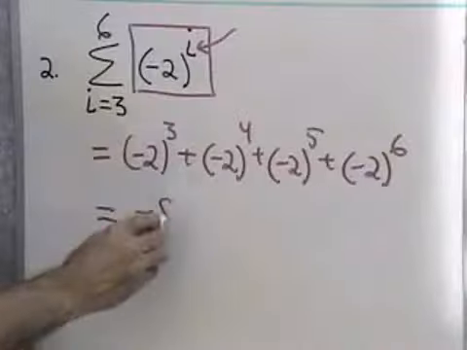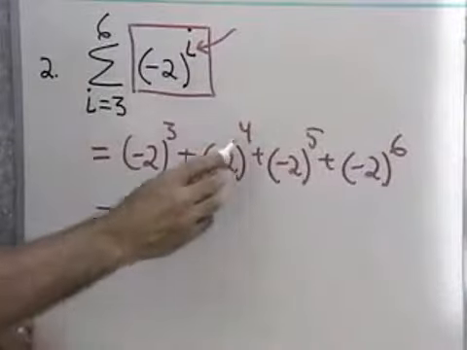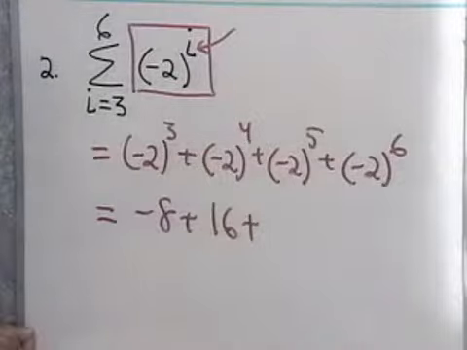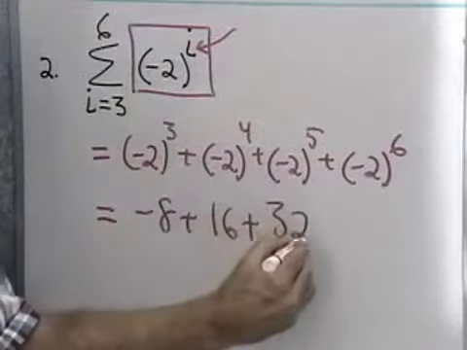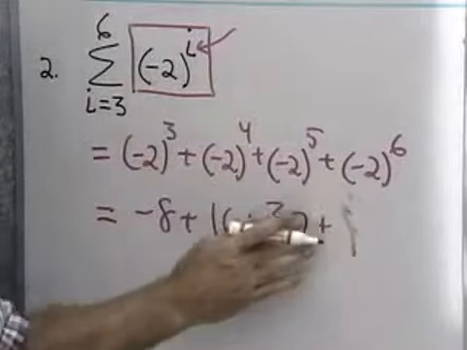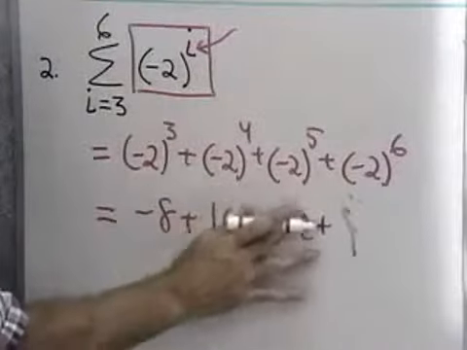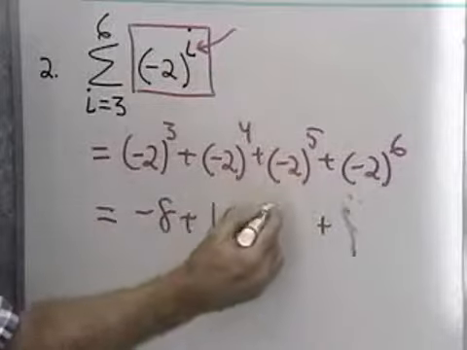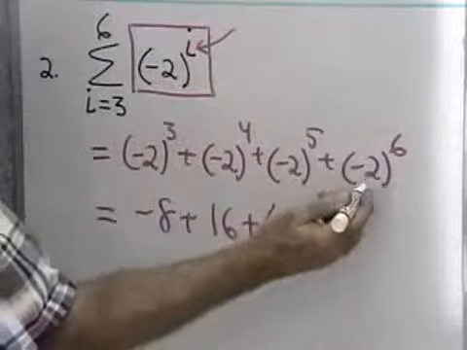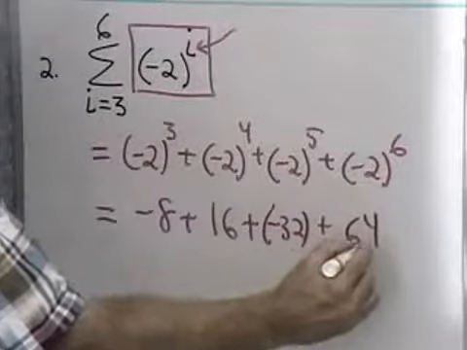Negative 2 to the third is negative 8. Negative 2 to the fourth is going to be 16. Negative 2 to the fifth is negative 32. Going a little fast here for me. Negative 2 to the sixth is positive 64.